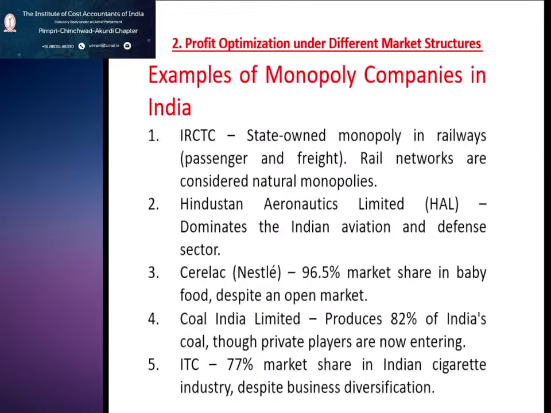Examples of monopoly companies in India: we saw how IRCTC dominates railways. Hindustan Aeronautics Limited, that is HAL, dominates the aviation industry. Nestle Cerelac has 96.5% of market share in baby food despite the open market. Coal India produces almost 82% of India's coal, though private players are now entering the sector. And ITC holds 77% of market share in the Indian cigarette industry despite various business diversification. That's how monopoly companies are established in India.